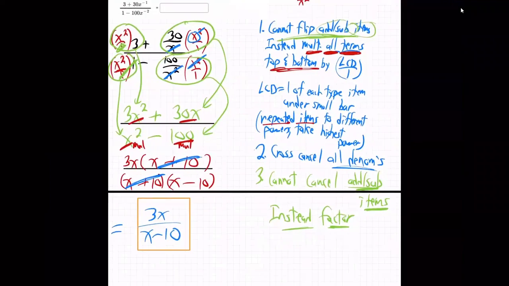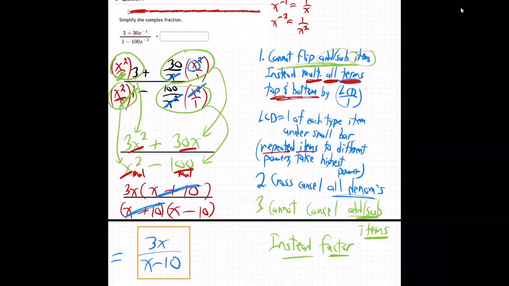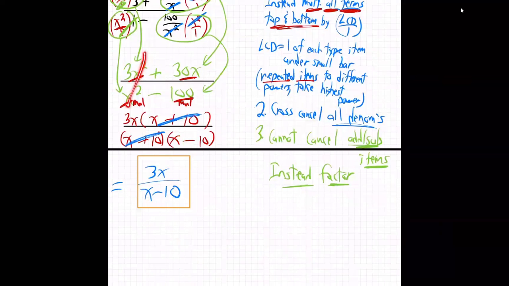So what did we do? From the beginning, we did a lot of steps here. The negative powers flipped just the x's, because only the x's had the negative powers, to the bottom. Then we had this big complex fraction. And when you have that, you can't flip. When you add subtracted items, you multiply top and bottom by LCD over 1. LCD was the highest power of the stuff that was under the small bar. So x squared over 1, but all 4 terms. Then cross cancel and bring down the leftovers. We did that, and then we can't cancel, again, add subtracted items, so we factor the top, factor the bottom, cancel out, there we go.